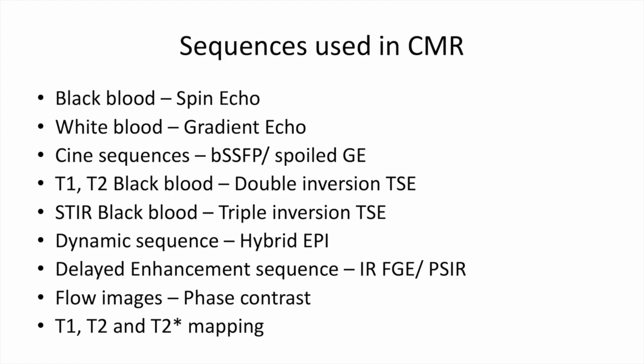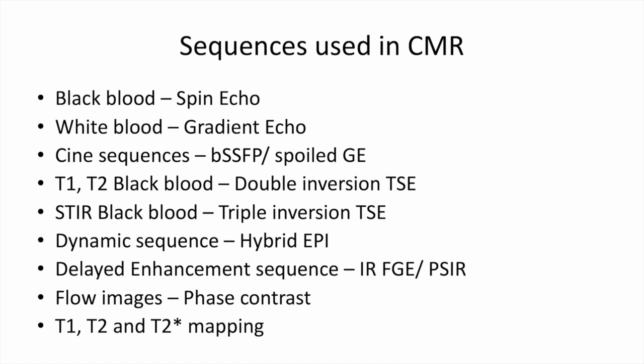Before I wrap this talk on basic MR physics, I will just outline some of the common sequences used specifically in cardiac MR. We shall go through their details and how to optimize them for better image quality in my next talk in the series. The routine black blood images obtained are basically spin echo images, while the white blood images are obtained from gradient echo sequences. The cine images use a balanced steady-state free precession or a spoiled gradient echo sequence.